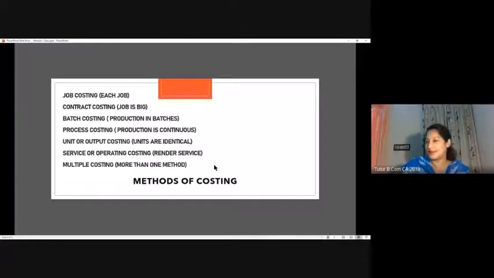In some industries you might need some manufacturing activity, but a pure service industry would be talking about rendering of service, and the cost computation is based on the cost involved in rendering that particular service to the designated customer group. Okay. Then multiple costing method.